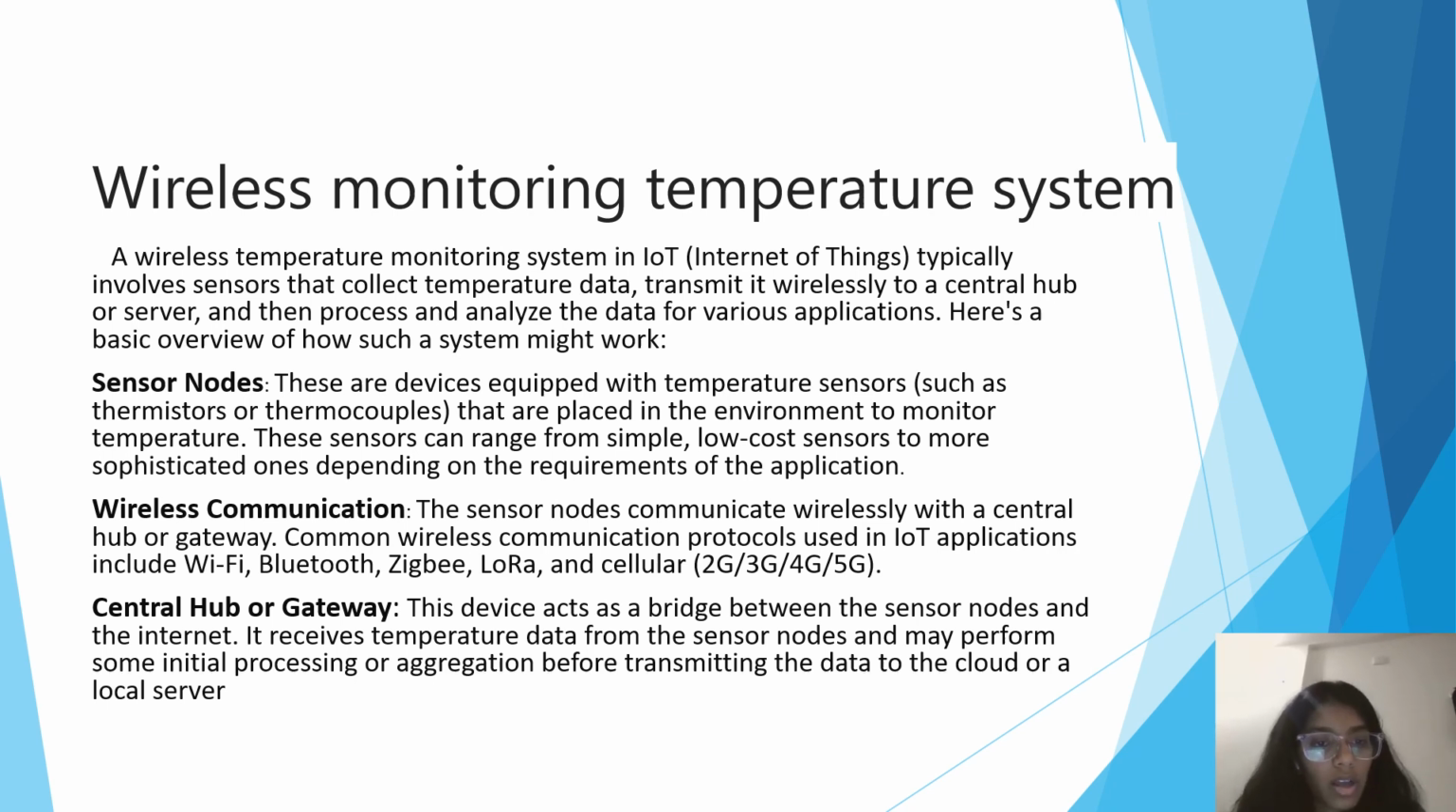Central hub or gateway. This device acts as a bridge between the sensor nodes and the internet. It receives the temperature data from the sensor nodes and may perform some initial processing or aggregation before transmitting the data to the cloud or the local server.